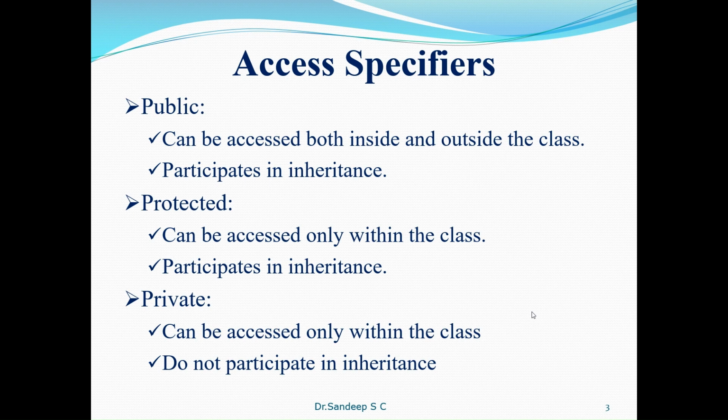Whereas when we declare a member under protected, it can be accessed only within the class. We cannot access these members from outside the class. However, these also participate in inheritance. And the last type is private. They can be accessed only from inside the class, and they do not participate in inheritance. Private members cannot be inherited.